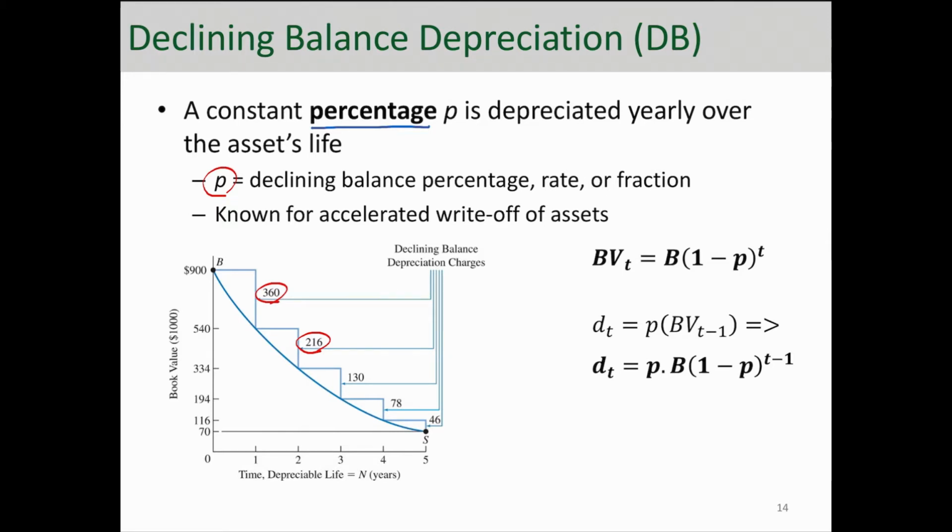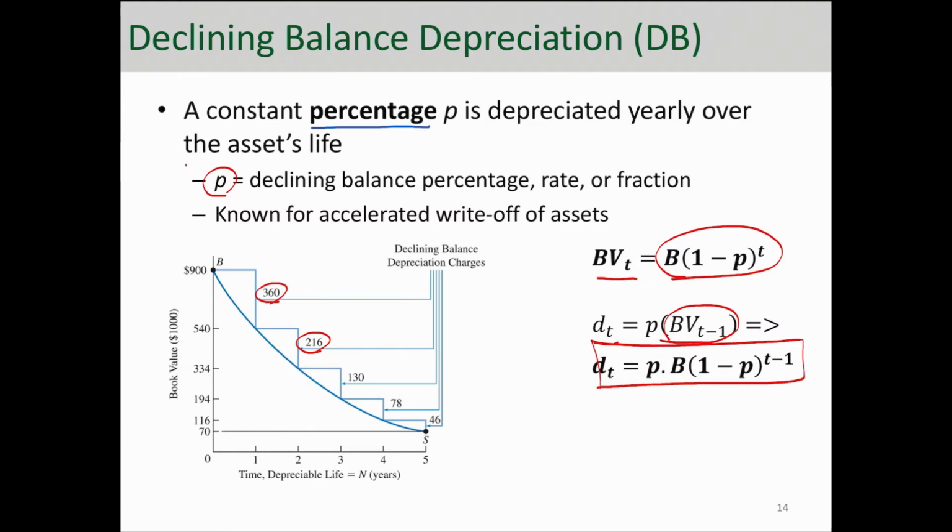The way that we can calculate book value at any time is cost basis times (1 minus P), which is the percentage, to the power of T. And if you were to calculate the depreciation deduction at any year, D sub T is P times the book value of the previous year. But now if we replace the book value of the previous year with its formula, we get this final formula to calculate depreciation at any year, which is a function of the percentage, cost basis, and T, which is the current year you're calculating the depreciation deduction for.